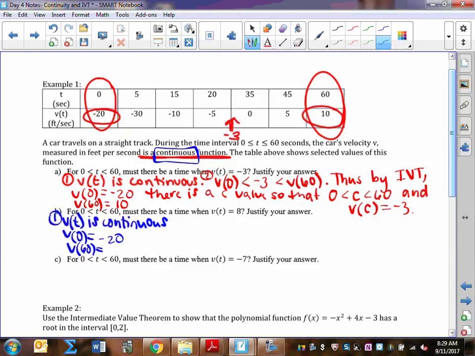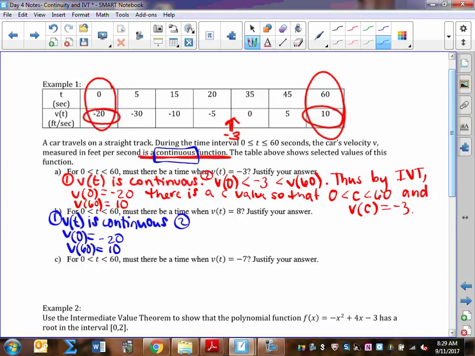Alright, so my one endpoint has a y value of -20, the other endpoint has a y value of 10. And again, from -20 to 10, you must cross 30. Alright, so then the next key thing that lets you know whether or not you can use IVT is, does that y value fall between our endpoint y values?